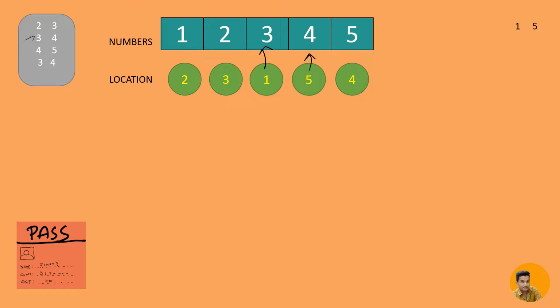Similarly for 5 we have 4 and 5 and its next value 3 and 4, but we know 3 and 4 it is one and the same thing, no need to write it twice. So now we have these. Now let's check for these.